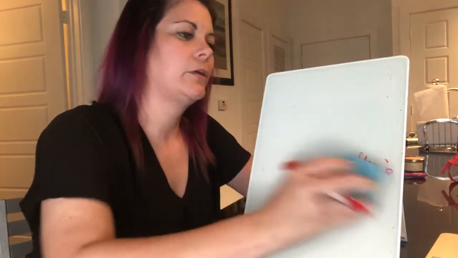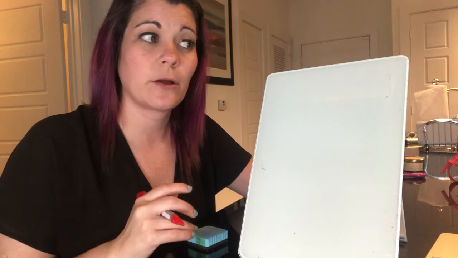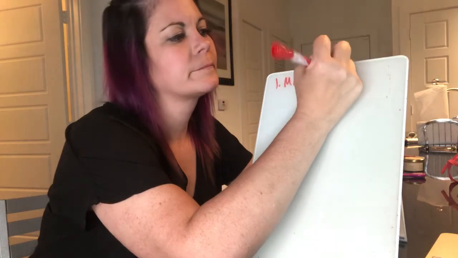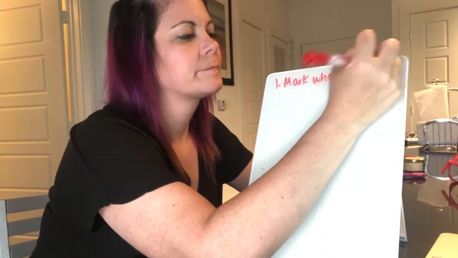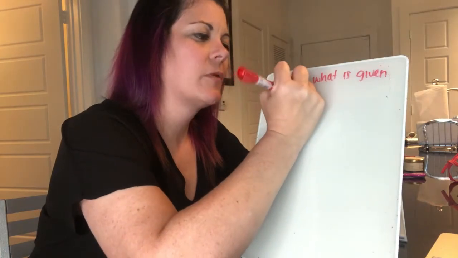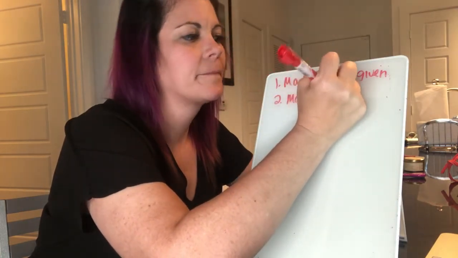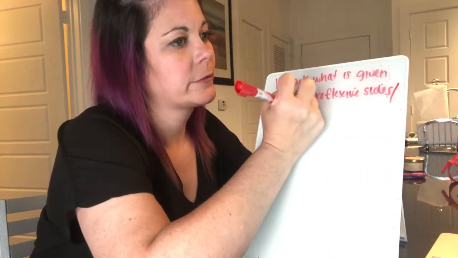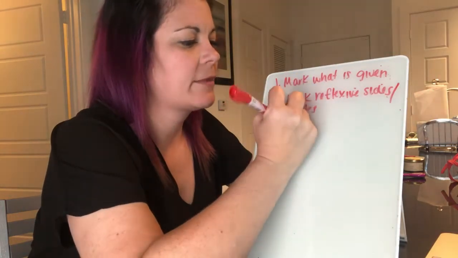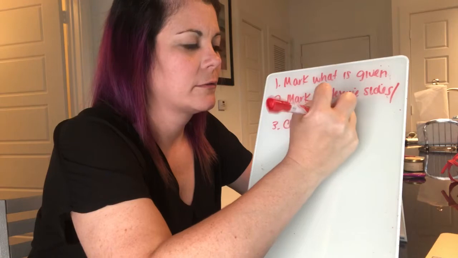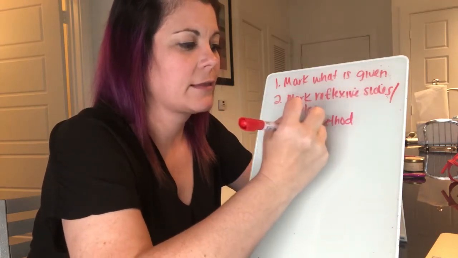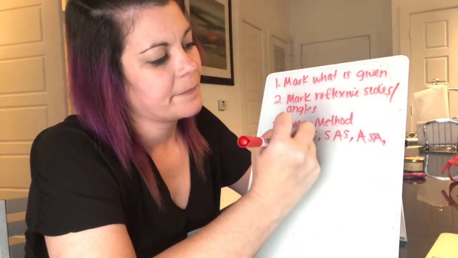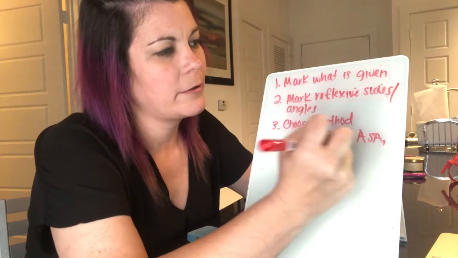So here is how you do a congruent triangle proof. First of all, you mark what is given. The second thing you do is you need to mark reflexive sides, if there's any. Reflexive sides and or angles. And then you want to choose a method of how you're going to prove that they are congruent. You have side, side, side, side, angle, side, angle, side, angle, angle, angle, side, or hypotenuse, leg.